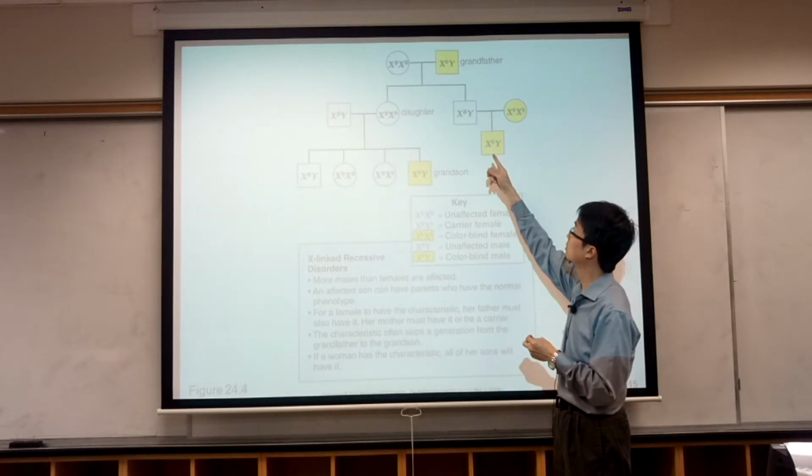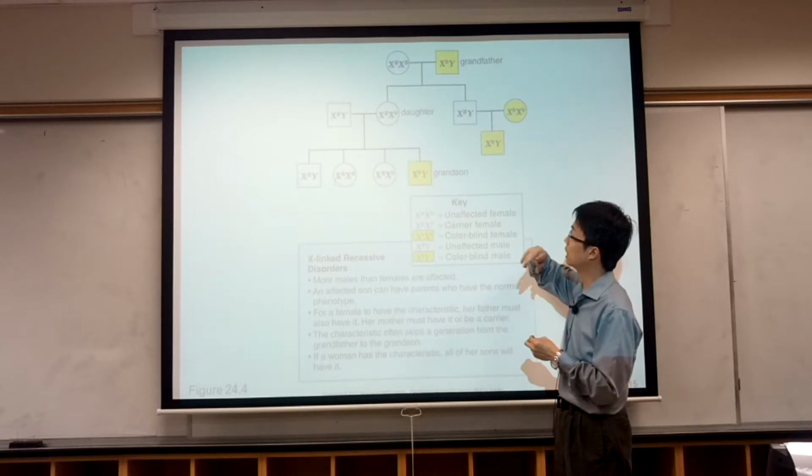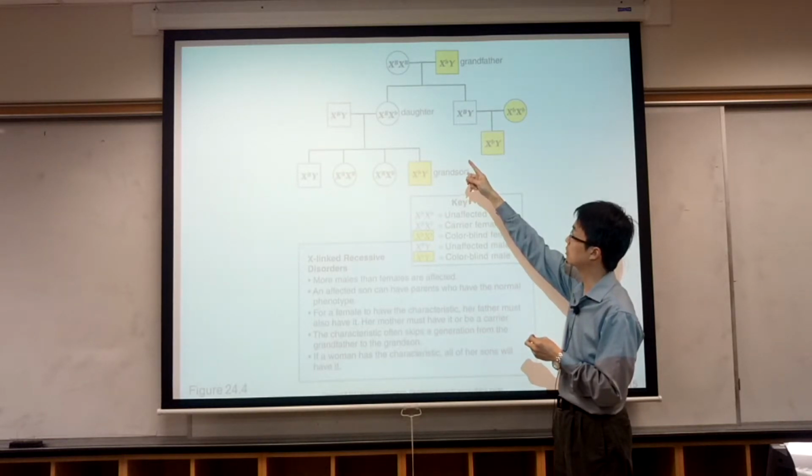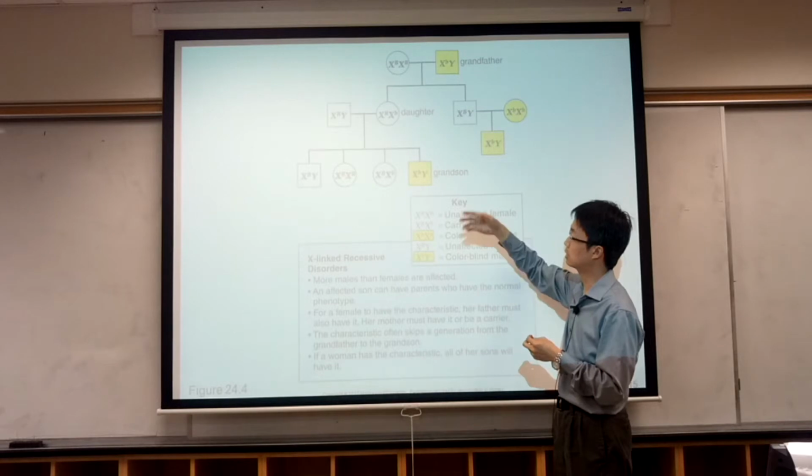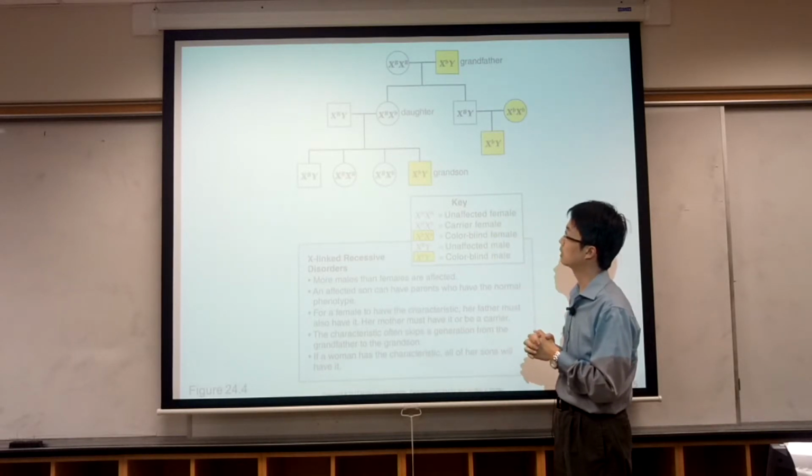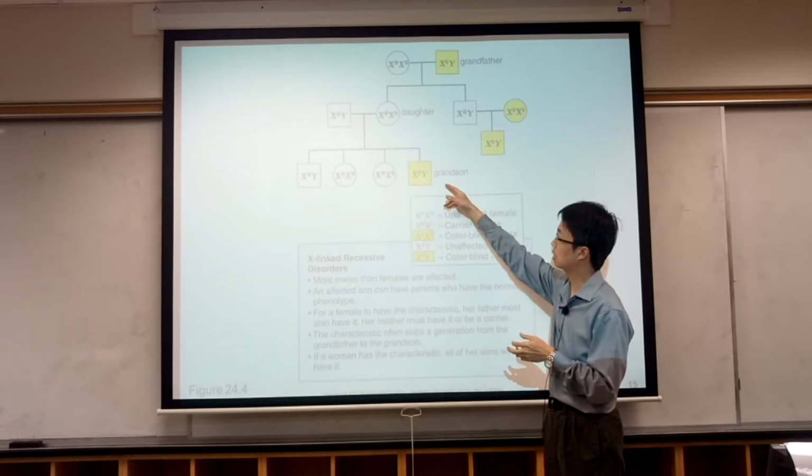The son is perhaps the normal one. And then the daughter will transmit the recessive allele, pass on the recessive allele to the grandson.